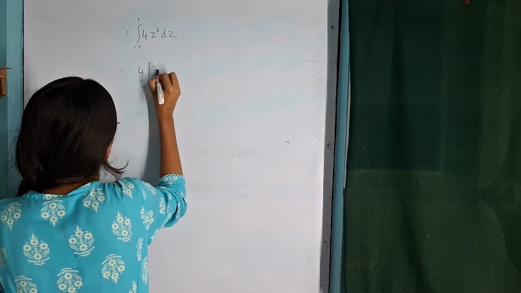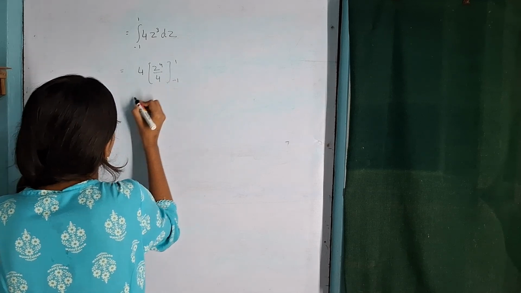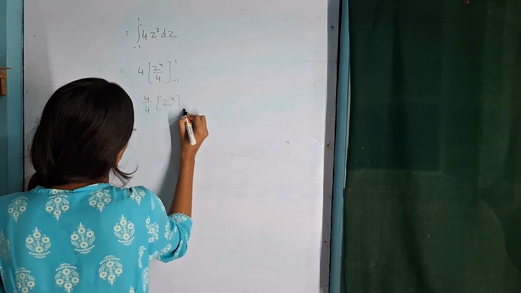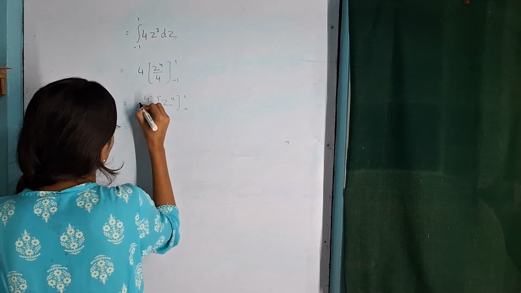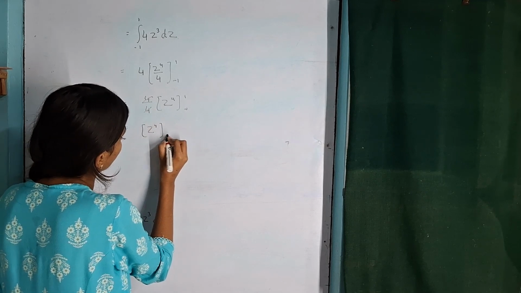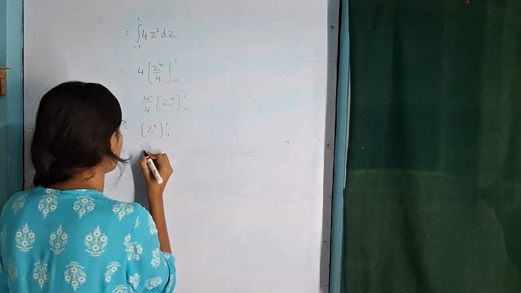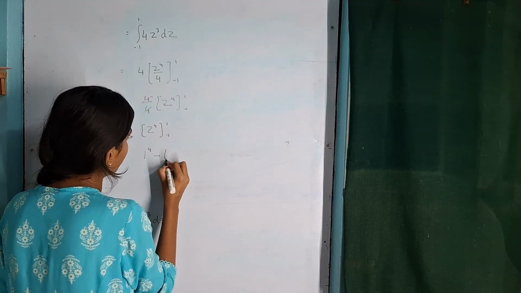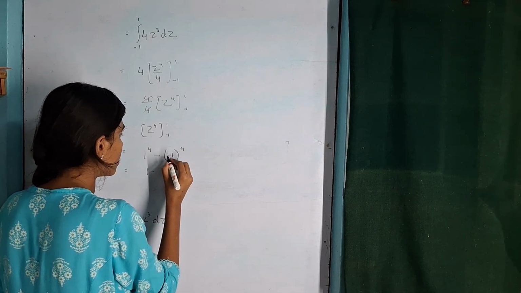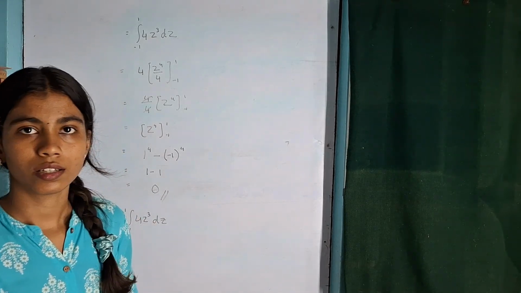After integrating, it becomes z to the 4 divided by 4, from minus 1 to 1. We keep only the z term separate, then it becomes 4 by 4 z raised to 4 from minus 1 to 1. The 4s get cancelled. We are left with z raised to 4 with the limits of minus 1 to 1. Let's substitute the limits. We have 1 raised to 4 minus of minus 1 raised to 4. So 1 raised to 4 is 1 itself, and minus 1 raised to 4 is also 1 itself. So at the end you get your answer as 0.